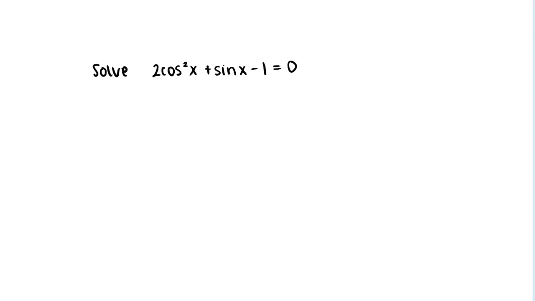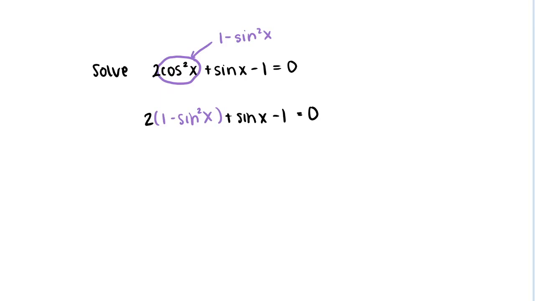But one thing I do notice is that this cosine squared of x here, I know that that's the same as 1 minus sine squared of x, right? It's just a way of rewriting the Pythagorean identity. And when we make this swap, we would have 2 times 1 minus sine squared of x plus sine of x minus 1 is equal to 0. And now this equation, well, the only trigonometric function we see in here is the sine function. And so maybe we can factor this.